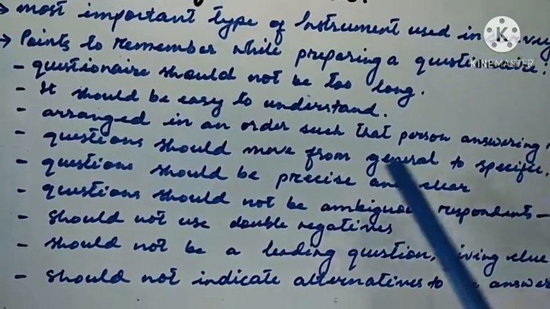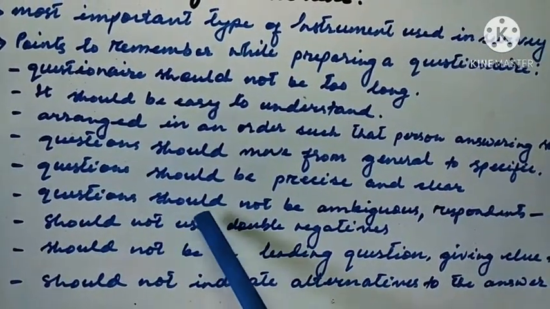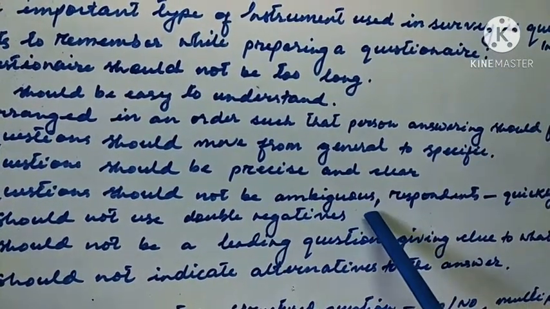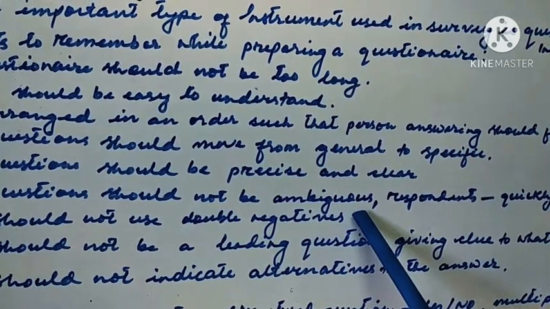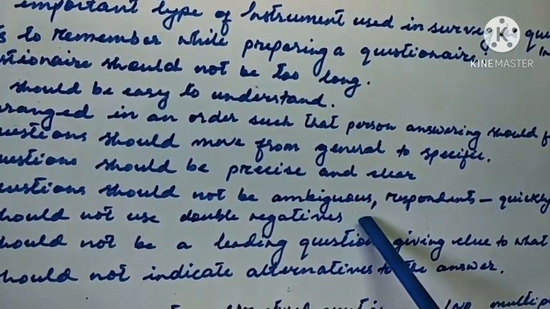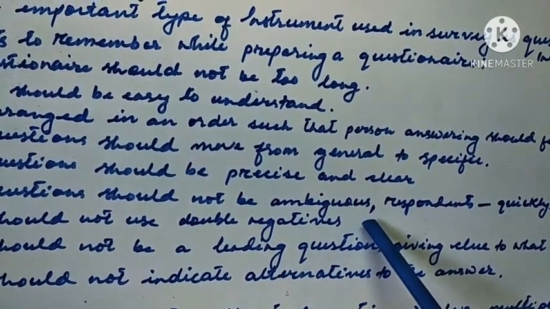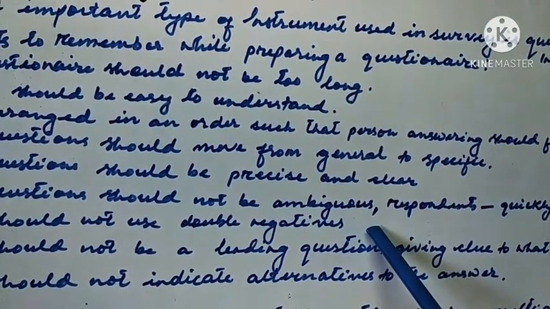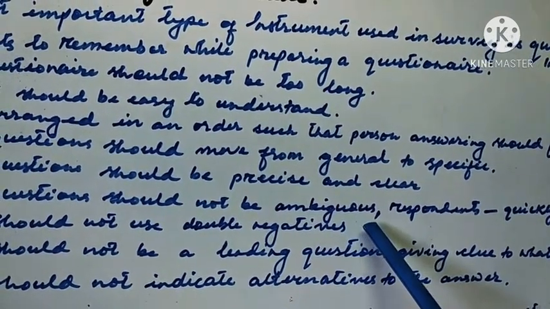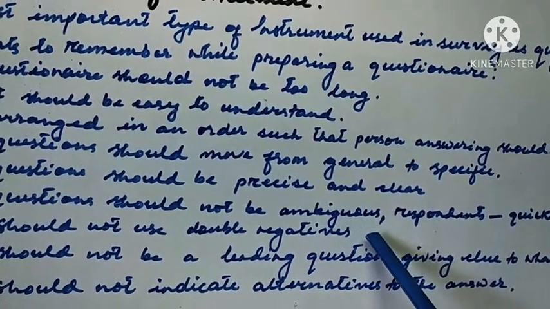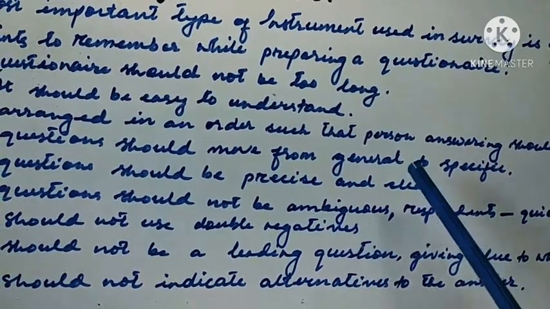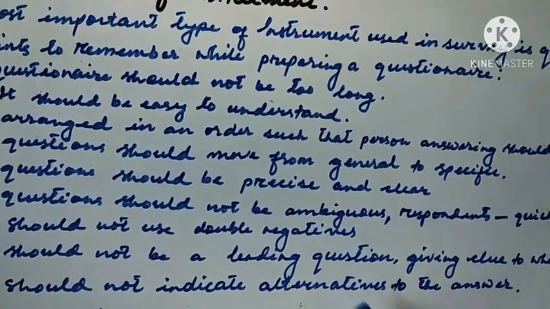And the next point is, questions should not be ambiguous. As I have mentioned, you should stick to easy words, not ambiguous and difficult words. The respondents should be able to answer your questionnaire correctly and clearly. You should enable the respondents to answer quickly as well as correctly and clearly.